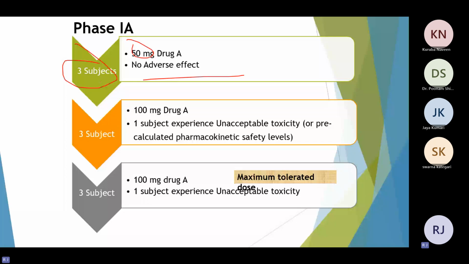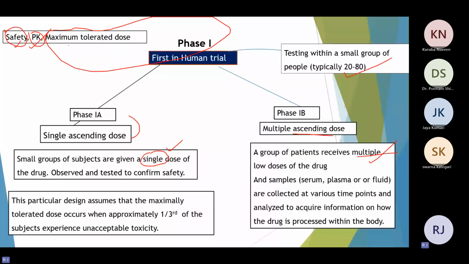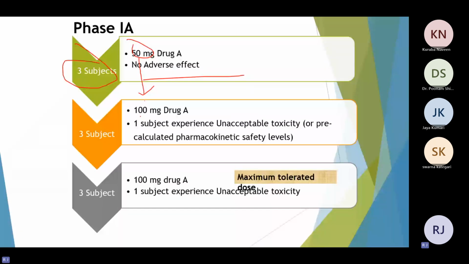Again, three more subjects are recruited, and we have increased the drug. That's why it is ascending. You see, the word ascending is coming, right? We are increasing the drug here. Now we have seen that one subject is having unacceptable toxicity. So one out of three, it means one third, right? Now it is one third.